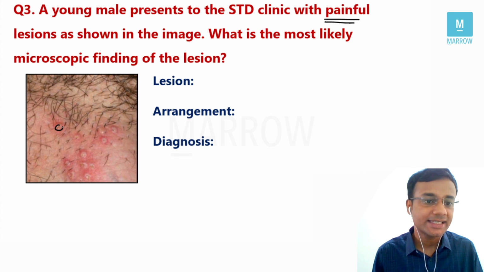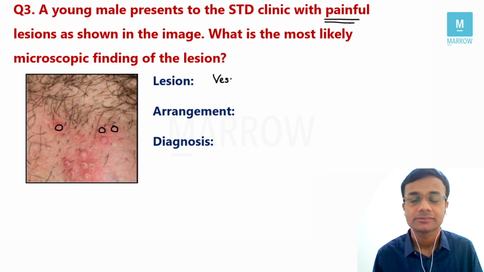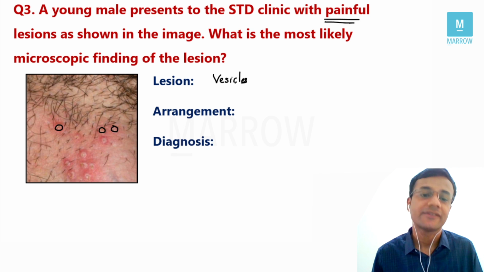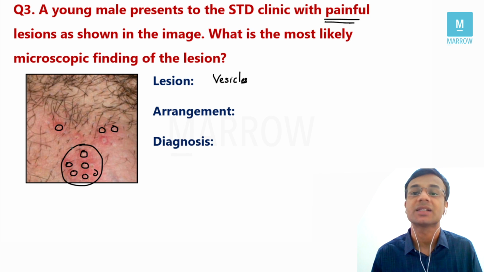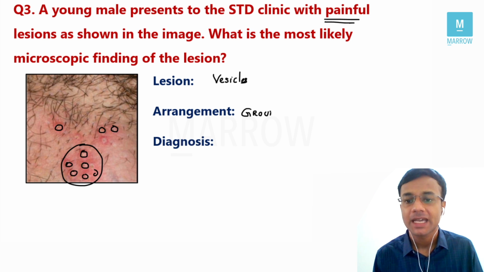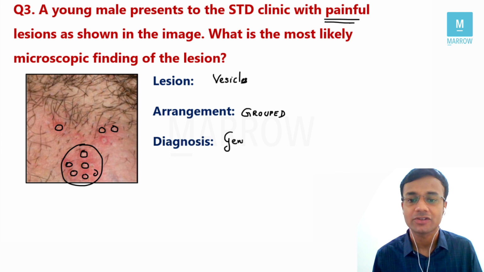Number two, you see these lesions here, isn't it? What are these lesions? These are vesicles. And if you look at the arrangement of this lesion, very, very important. What is this arrangement termed as? This is termed as grouped lesions. So you're seeing that there are vesicles and a configuration that is grouped in nature. So this is going to lead to the diagnosis of genital herpes.